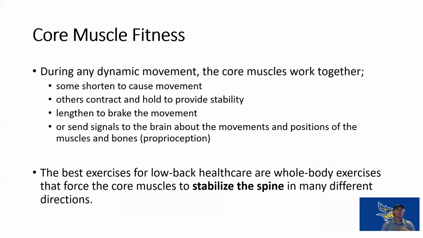Because dynamic movements could cause damage if we don't have the muscular strength to stop movement, hold on to positions, lengthen and resist motion. And then these also send us signals about where we are in space. And if we don't understand where we are in space, or we don't have coordination of these trunk muscles, we're more likely to put ourselves in a position to have an injury.